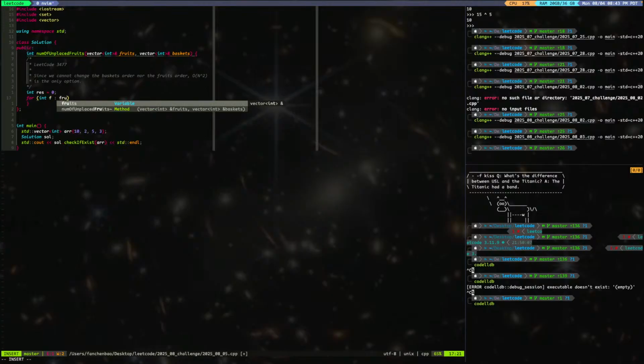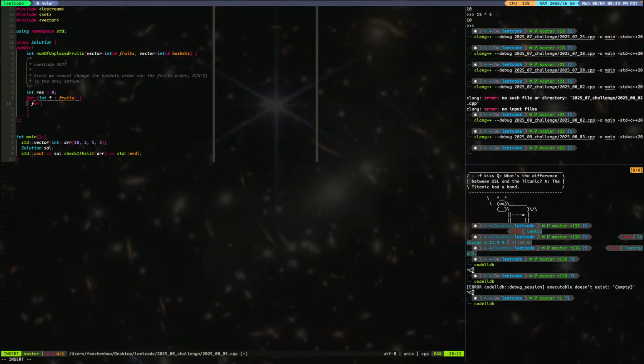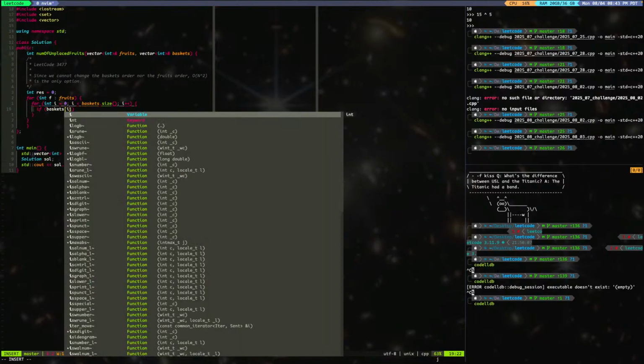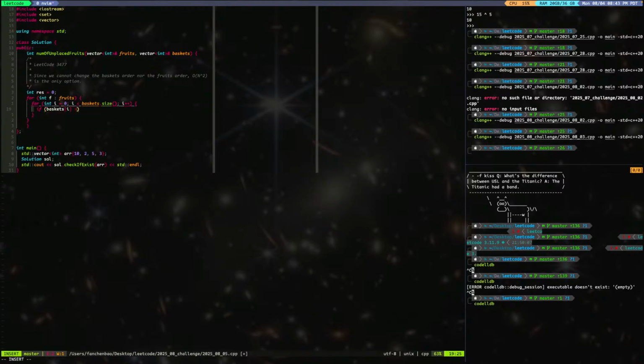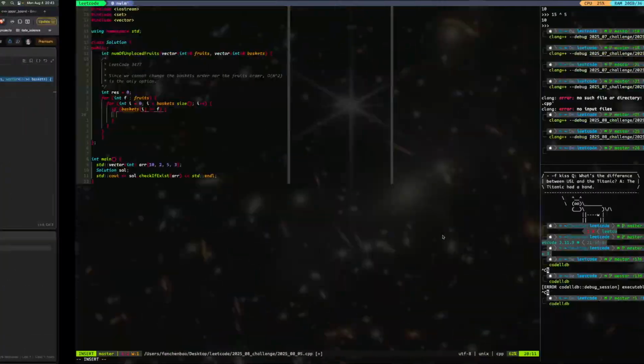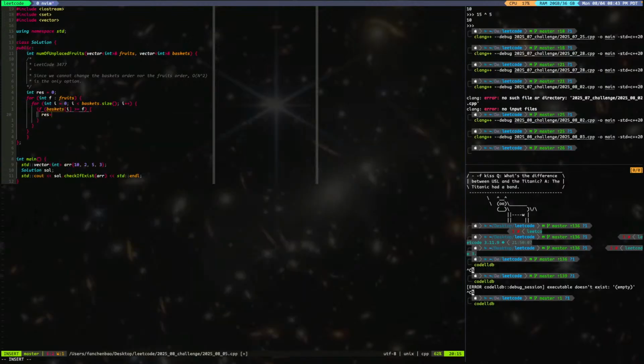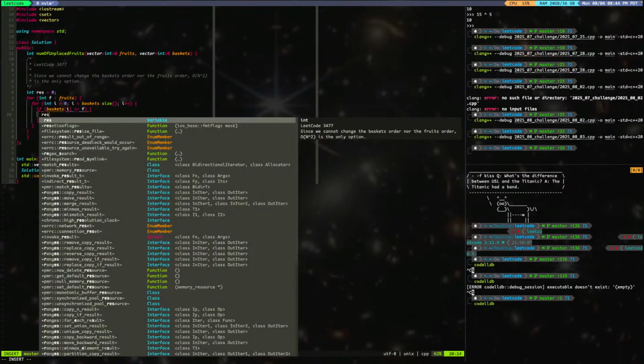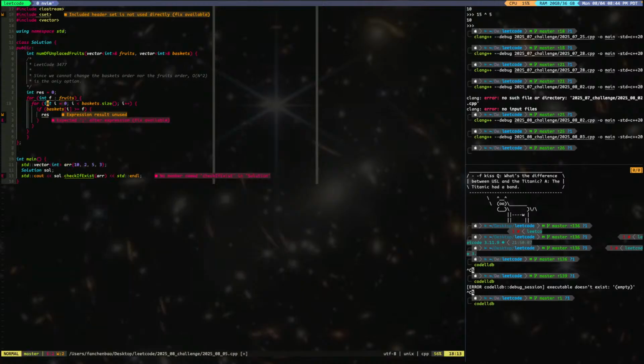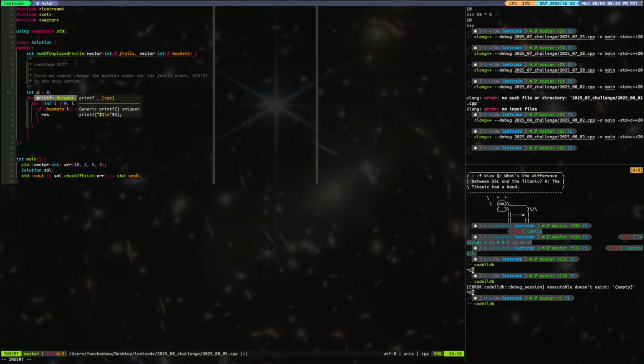Yeah, we can go with fruits. If basket i is larger or equal to f. Oh, would it be 0? No, it would not be 0. Then rest of plus. Oh, shoot. Okay, so we actually do unplaced, placed.